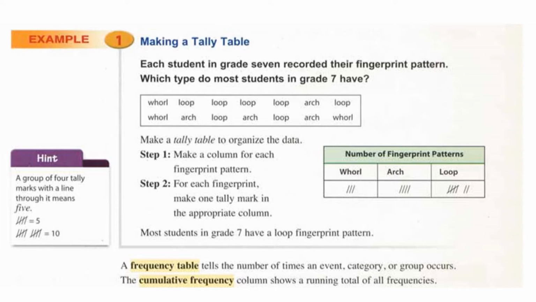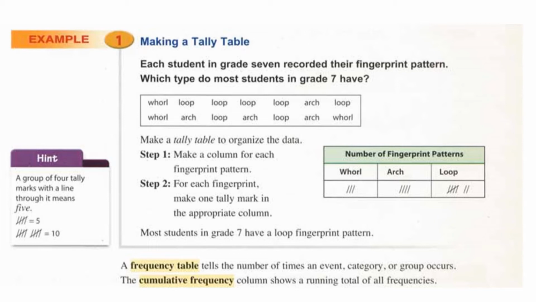Example 1. Making a tally table. Each student in grade 7 recorded their fingerprint pattern. Which type do most students in grade 7 have? First, you need to make a tally table to organize the data.